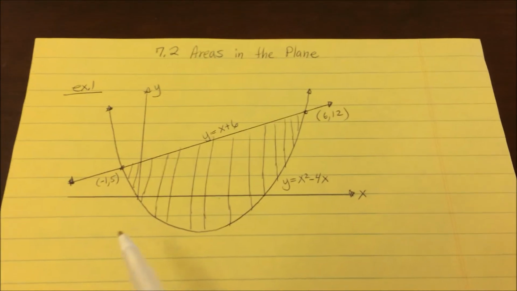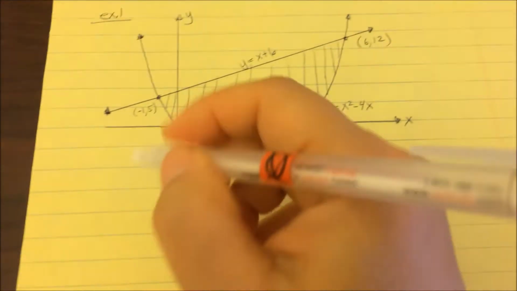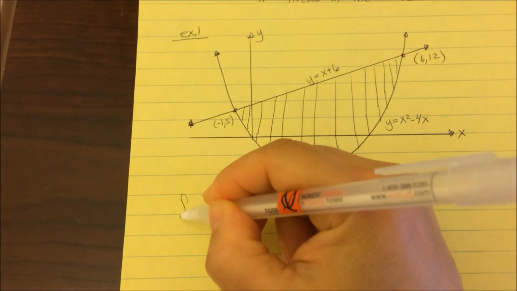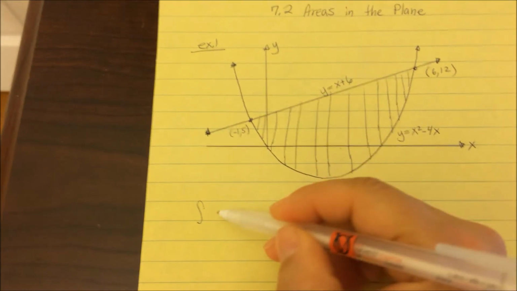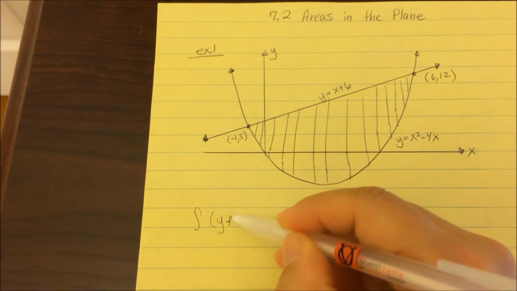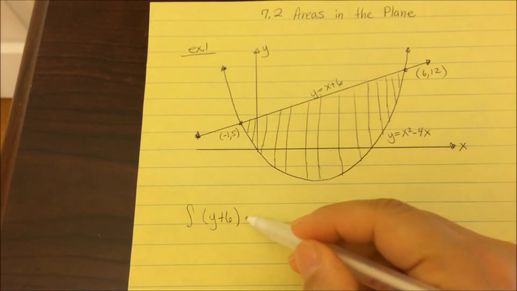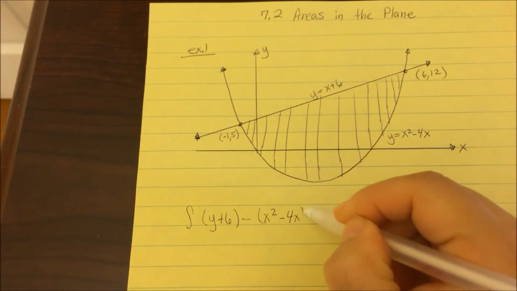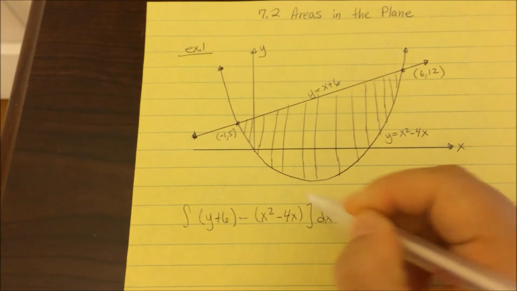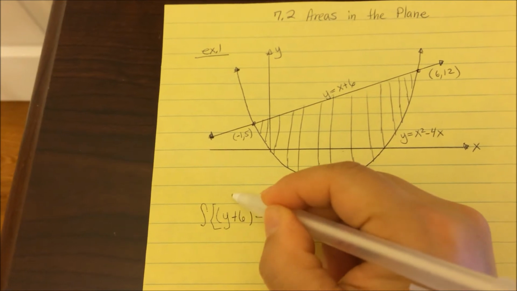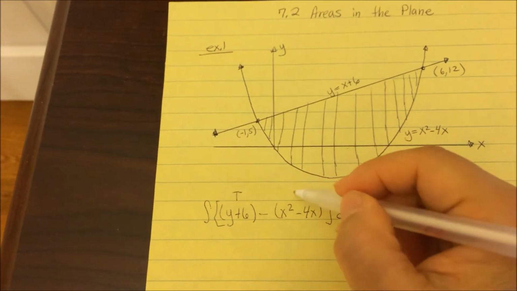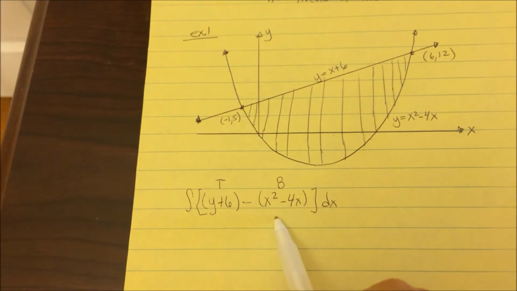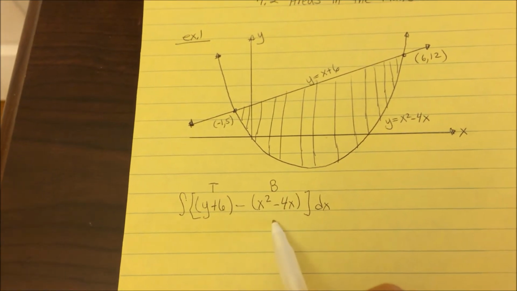Now when we take area of anything, it's going to be an integration problem. So we're going to set this up as an integration. It's the integral of the top equation, x plus 6, minus the bottom equation, x squared minus 4x, dx. I'm going to put a little t for top and b for bottom, just to remind myself there are two equations. So that's how we got the top and the bottom.